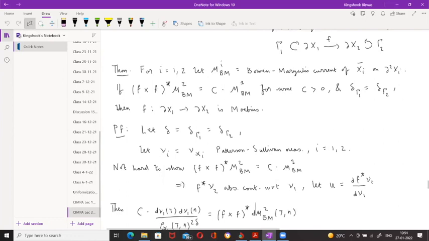And if this pullback is equal to a constant multiple of the Bowen-Margulis current of X1, and if the critical exponents of gamma 1 and gamma 2 are equal, then we can say that the boundary map is actually Mobius. So this quasi-Mobius map actually becomes Mobius if the Bowen-Margulis measure on the right-hand side pulls back to the Bowen-Margulis measure on the left-hand side, and if the critical exponents are equal.